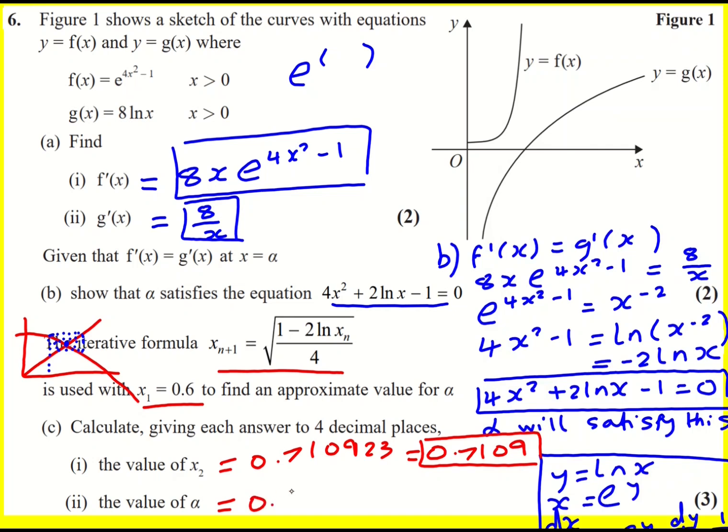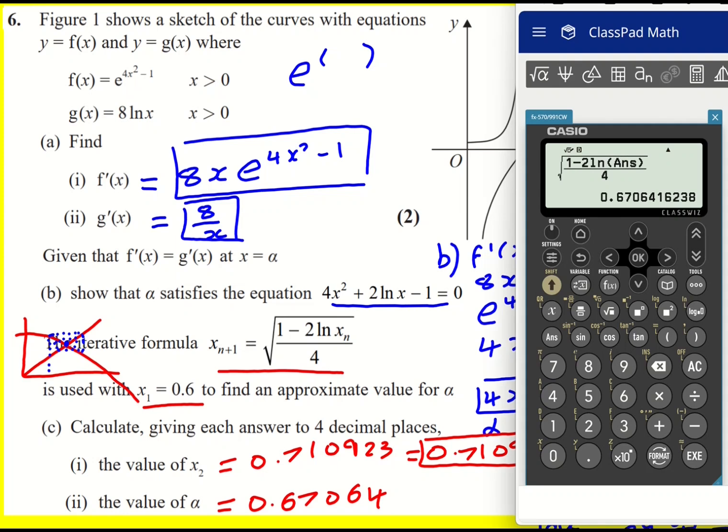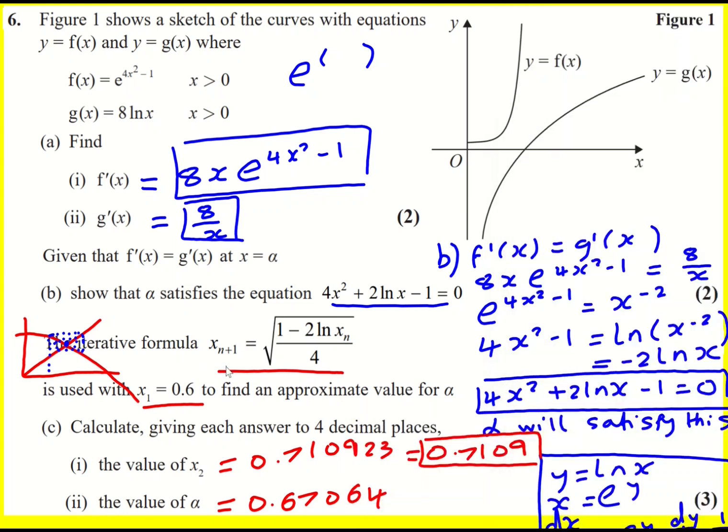We're going to get 0.6706. I like to write down a few more figures and then round it. So we've got a 4 in there. Okay, that's all right. Then 0.6706. That is our value of alpha, the root. Well done.